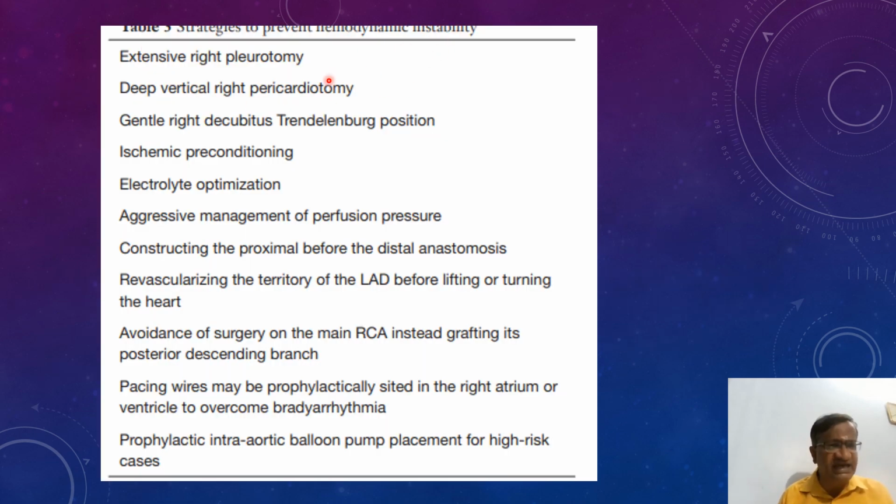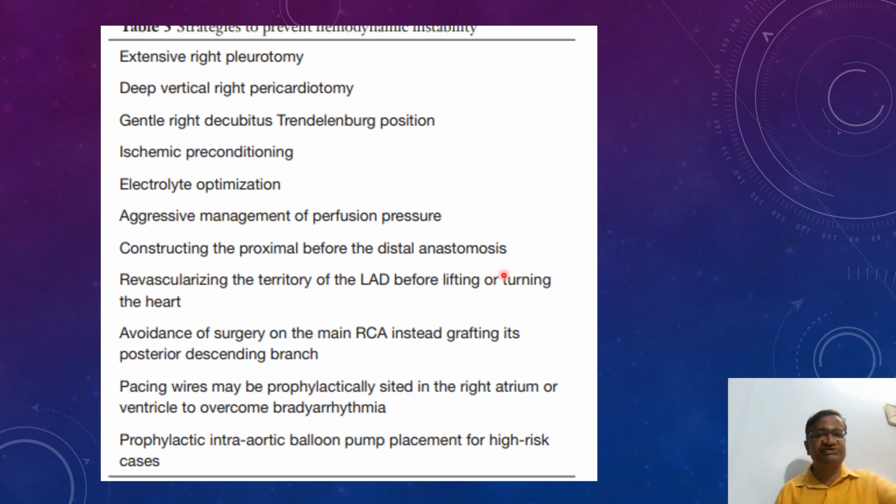Strategies to prevent this, yes, pericardiotomy. Sometimes they do a right pleurotomy also. Ischemic preconditioning. What is that? If you are going to block completely a vessel, what you do is slightly clamp, slightly make ischemia. So the heart conditions itself for the ischemia. This is what is called ischemic preconditioning. I'm not going into the details. Ischemic preconditioning is a separate topic. So ischemic preconditioning, electrolyte optimization.